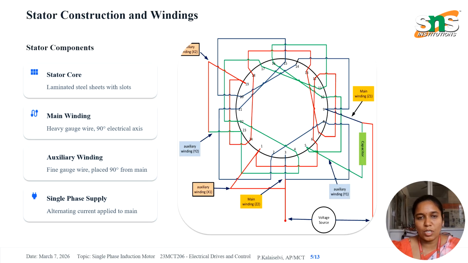This is the stator construction and windings. The stator contains 2 important windings. One is the main winding, another one is the auxiliary winding. The main winding is connected directly to the single phase AC supply and carries the main current. The auxiliary winding is placed 90 degrees electrically from the main winding. It is used mainly during starting. The auxiliary winding helps produce a phase difference, which is necessary for starting torque.